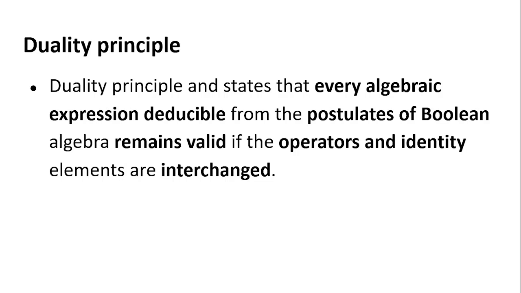Now, one of the principles that is used in Boolean algebra is the principle of duality. The duality principle states that every algebraic expression deducible from the postulate of Boolean algebra remains valid if the operators and the identity elements are interchanged. What is the meaning of that? If you deduce any algebraic theorem based on the postulate of Boolean algebra, then the dual can be obtained by changing the identity as well as the operator.